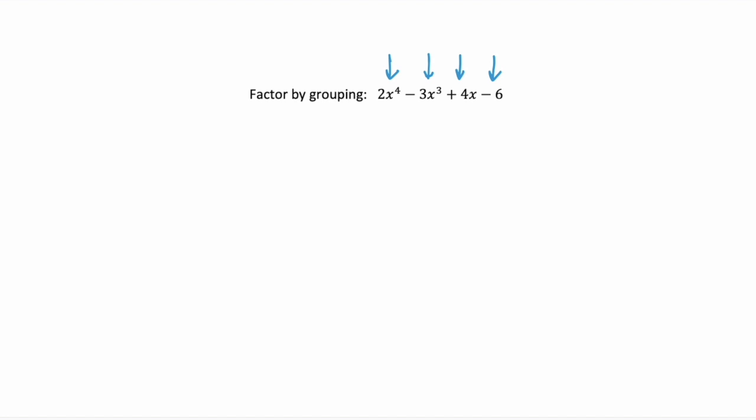And what that means is that you're going to group the first two terms, and then you're going to group the second two terms. And with each of these groups, you need to factor out the GCF for that group. So if we start with our first group, 2x to the fourth minus 3x cubed. Now the GCF of these two terms is just x cubed. And when we factor out the x cubed, we're left with 2x for the first term and minus 3 for the second term.